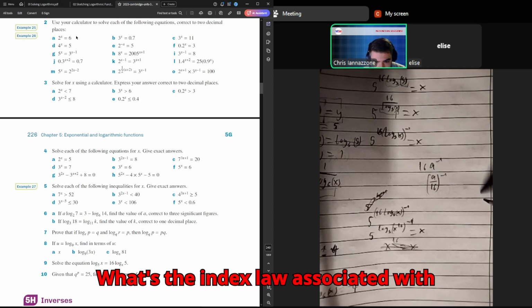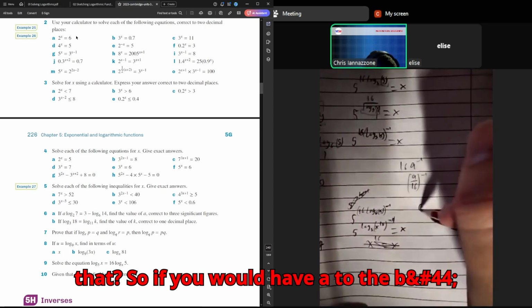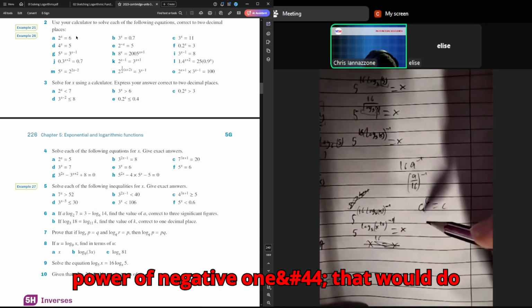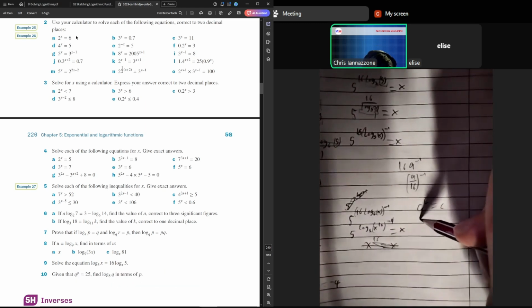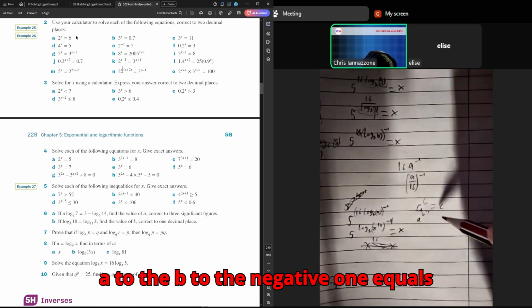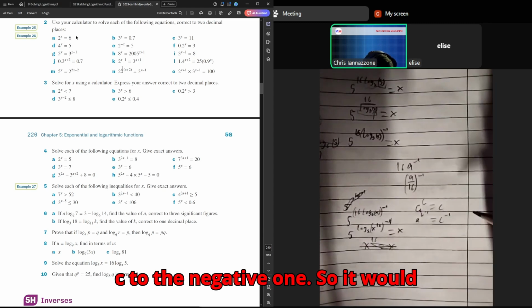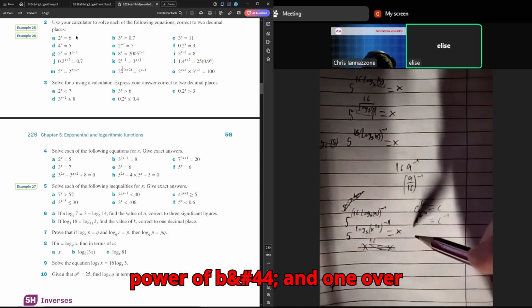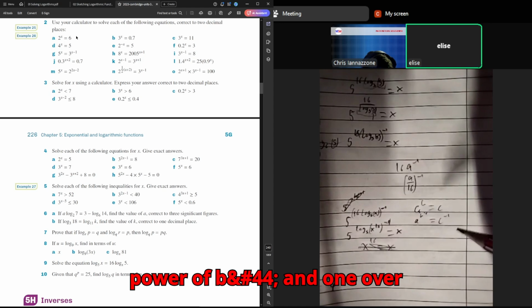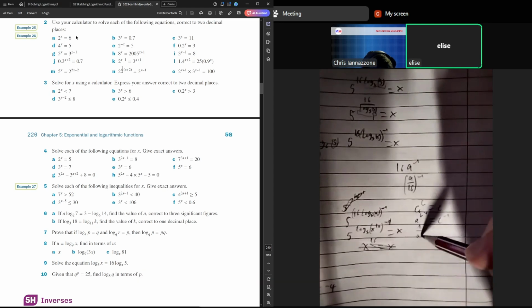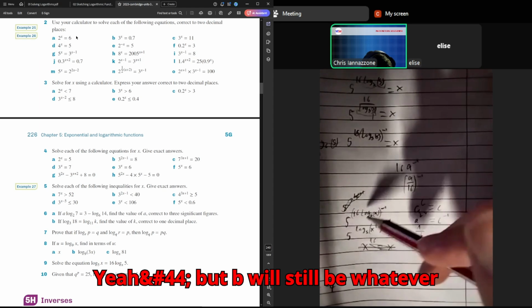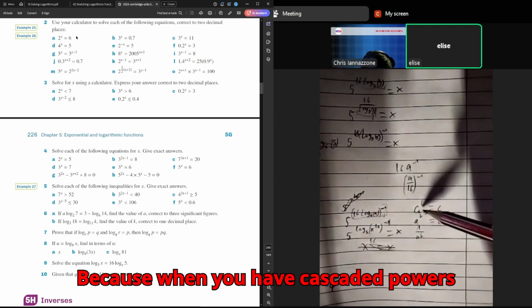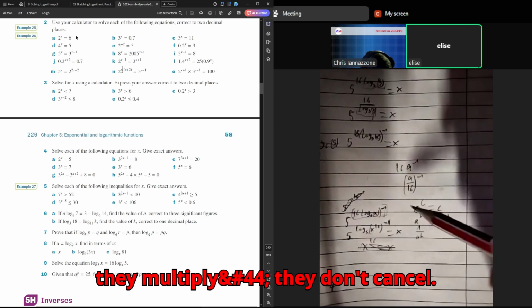What's the index law associated with that? So if you would have a to the b equals c, and you raise both to the power of -1, that would do a to the b to the -1 equals c to the -1. And it would then be 1 over a to the power of b and 1 over c. Yeah, but b will still be whatever this whole thing was. Because when you have cascaded powers, they multiply, they don't cancel.